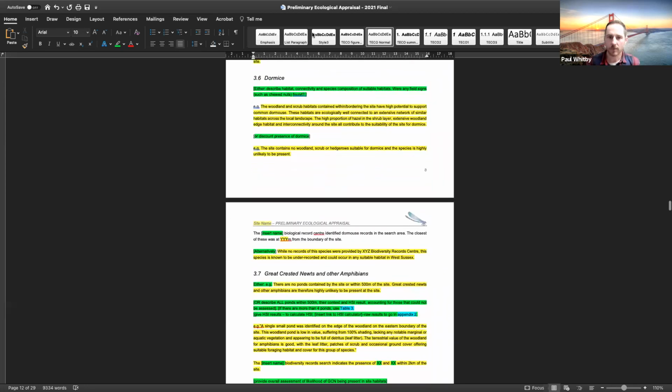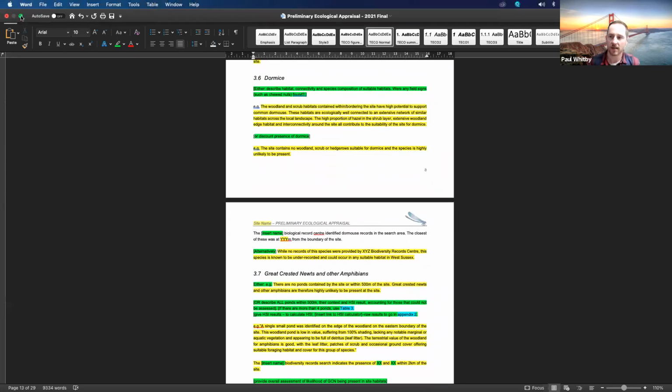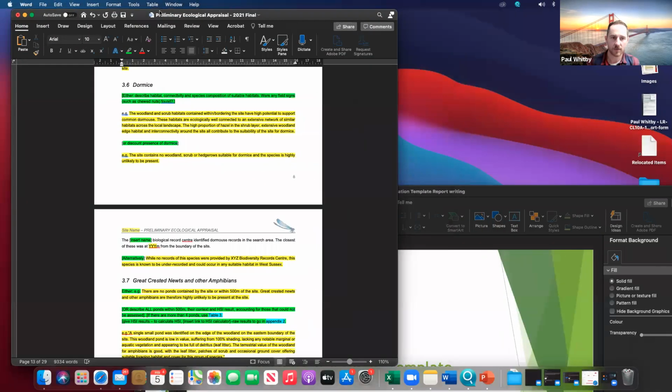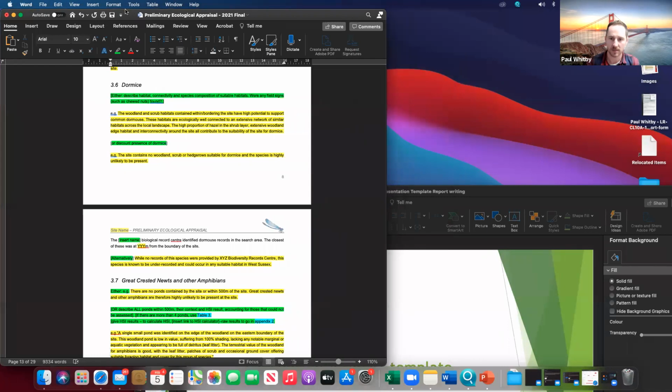Okay, I think that probably covers the basics for completing our template, and it covers the basics for this presentation. What I'm going to try and do is get out of screen share if I can. Ooh.